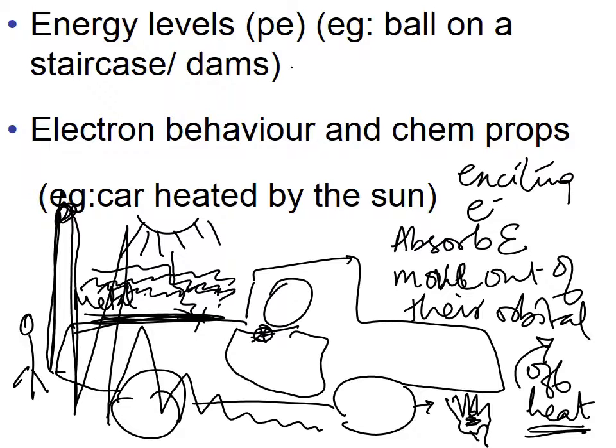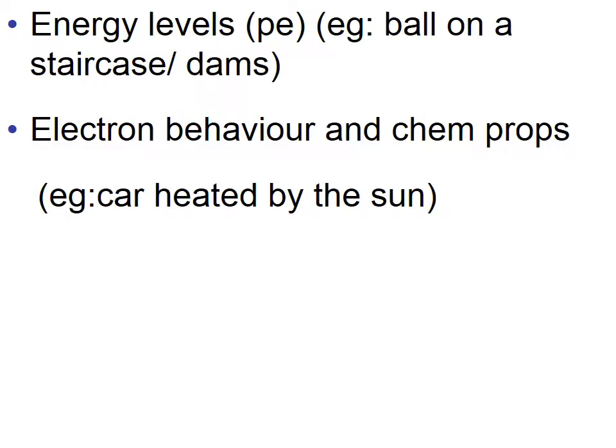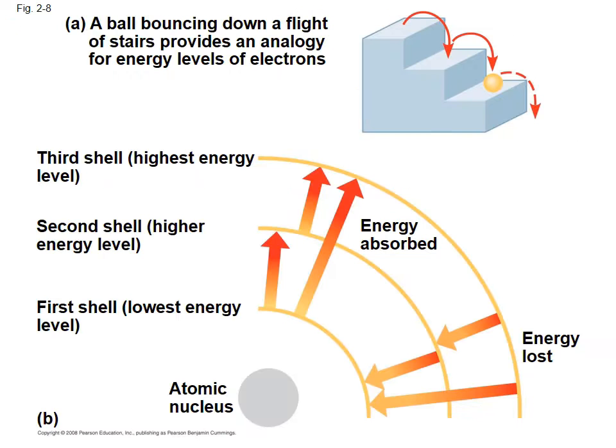Kind of like a ball falling down a staircase. It doesn't fall directly down, it falls slowly. Okay. It provides an analogy for the energy levels of the electrons that exist in the different orbitals.